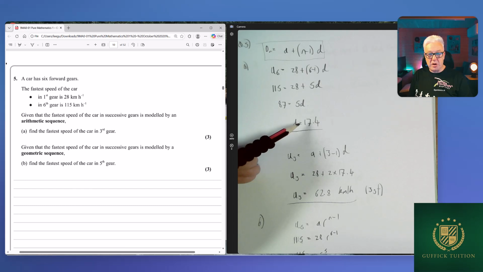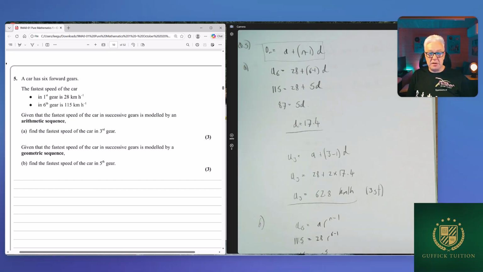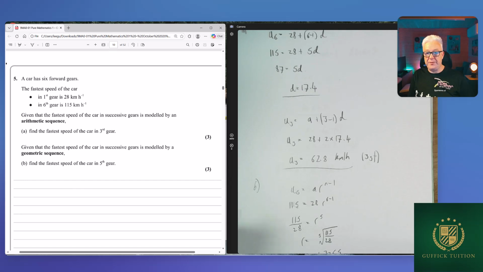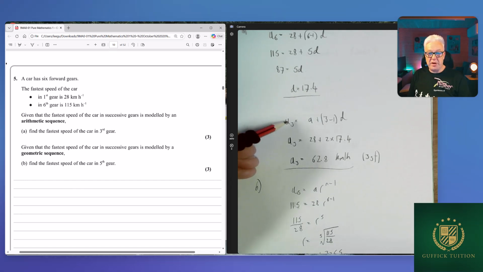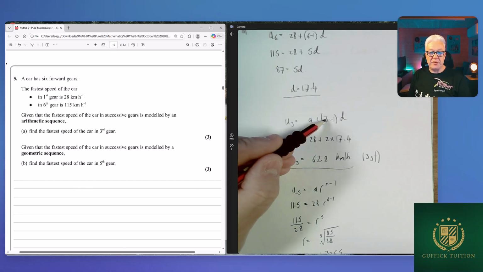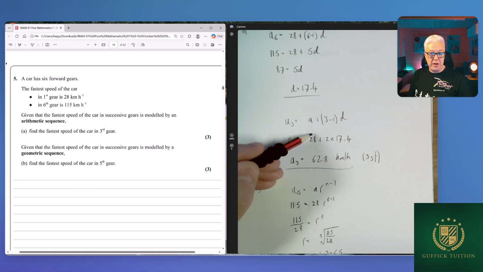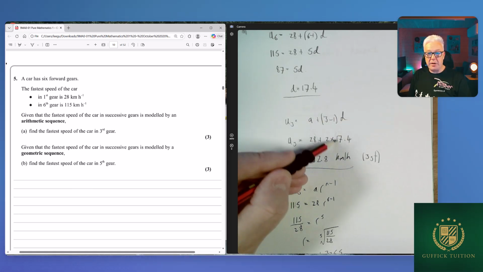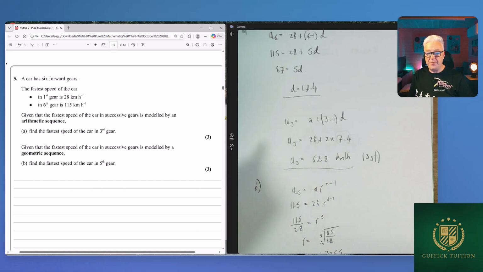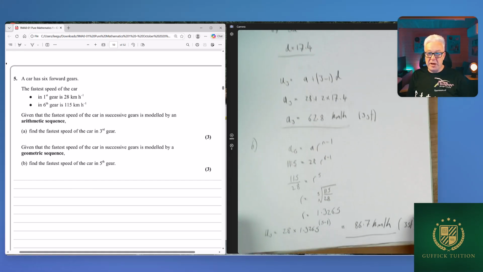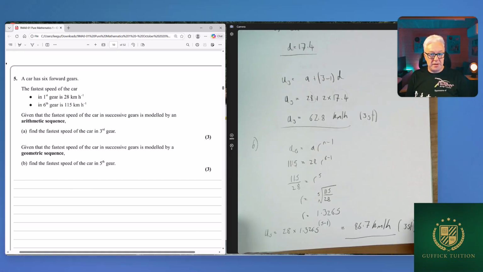So now that we know the common difference, we've got everything that we need to work out the fastest speed in the third gear, which is going to be given by u3 is equal to a plus 3 minus 1 times d. We knew that a was 28 anyway, but we now know that the common difference is 17.4. So that gives us that u3 is 62.8.